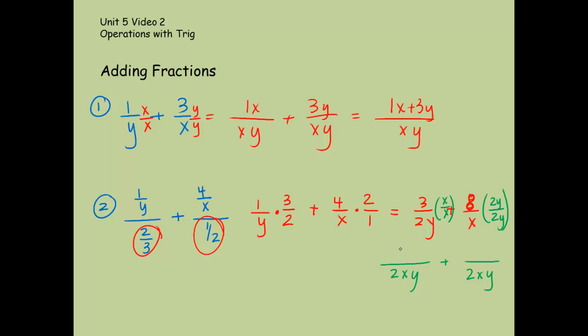So in the numerator here I have 3x, and in my numerator here I have 16y. For a final answer, it looks like I'm working backwards, but of 3x plus 16y all over 2xy. And that's my final answer using complex fractions to simplify my expression.